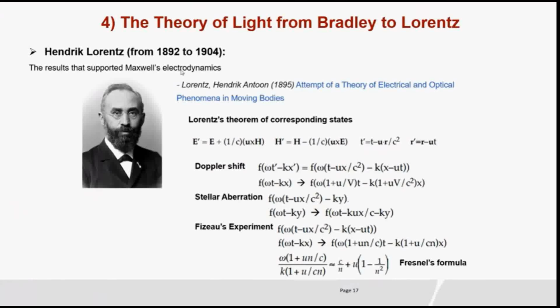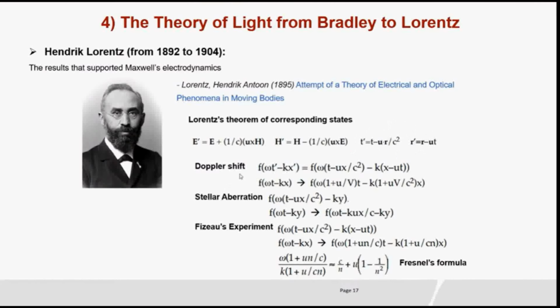In that paper, Attempt of a Theory of Electrical and Optical Phenomena in Moving Bodies, 1894-5, we will see how we can get this transformation. He called that Lorentz's theorem of corresponding states. When he has an observer in motion, he has to change the electric field and the magnetic field. But you can see here the T prime and R prime are exactly the same as Voigt. He didn't multiply yet with the gamma.